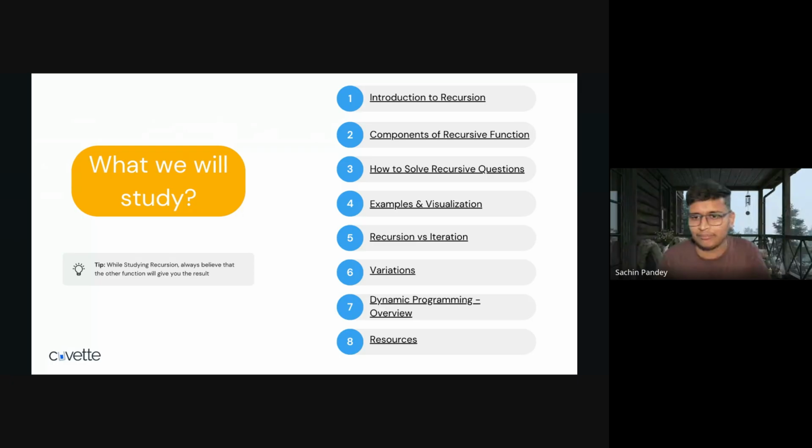A couple of tables I've made, that we will refer to, and then we'll also discuss a couple of variations of recursion, like types of recursion, tail recursion, mutual recursion, or something like that. We'll discuss that, and then I'll give a quick glimpse of one of my favorite topics in DSA, that is known as dynamic programming. We'll discuss it very briefly, with one slide on it.